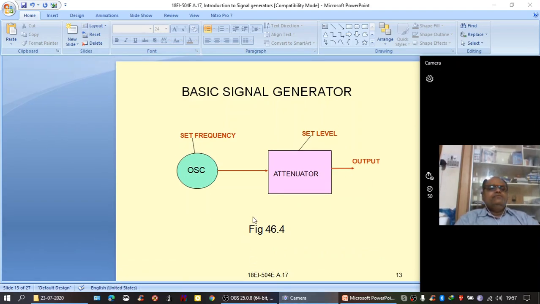And the basic form of a signal generator consists of only two parts. One is oscillator, the other one is attenuator. Purpose of oscillator is to produce signal of known frequency and known shape. The frequency should be adjustable and the shape also should be selectable. That is the purpose of oscillator. And purpose of attenuator is to select the amplitude or to select the level of the AC input.